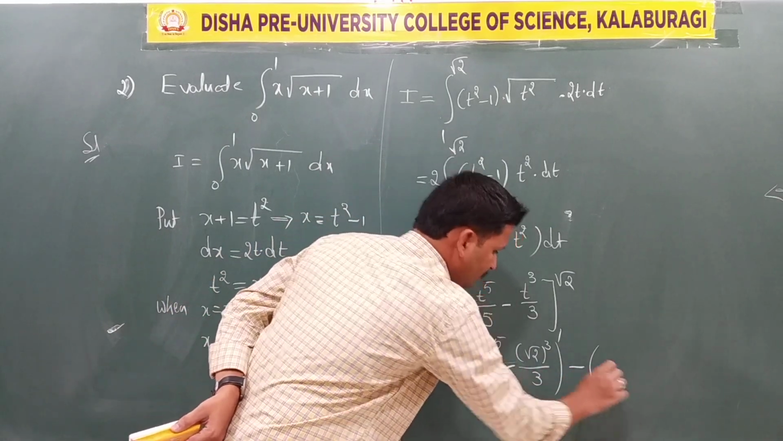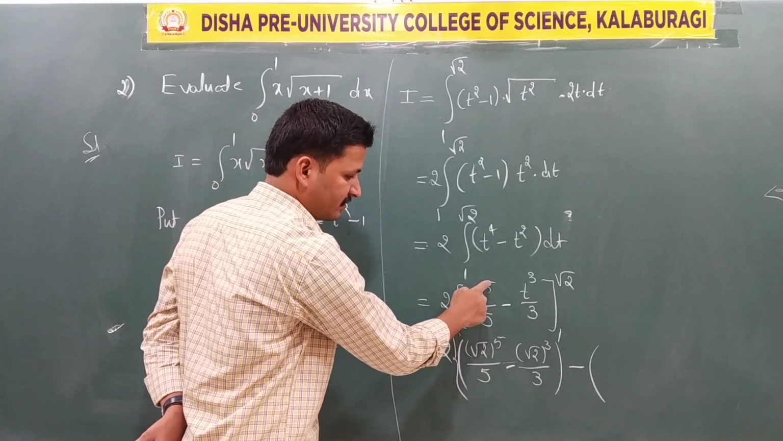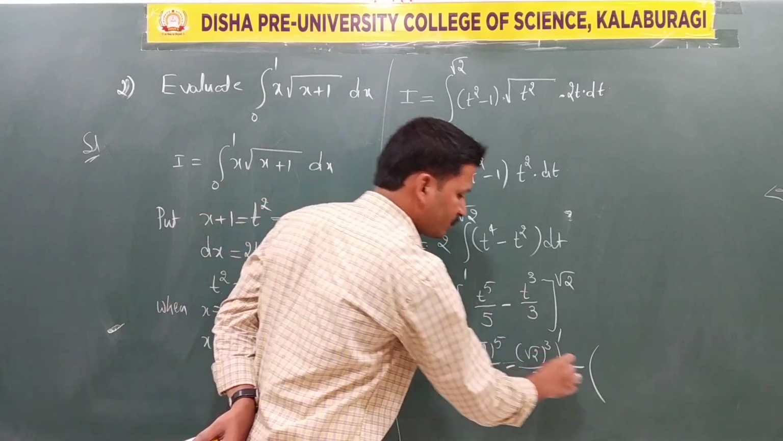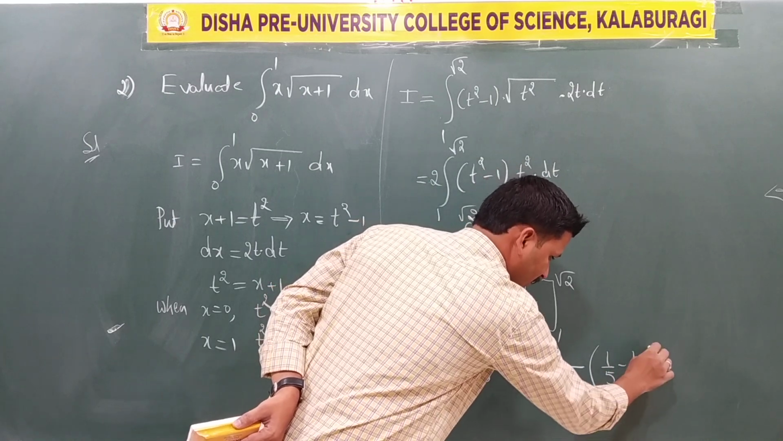Minus, in place of t again substitute the lower limit, that is 1. So 1 raised to 5 is 1, 1 divided by 5 minus 1 by 3.